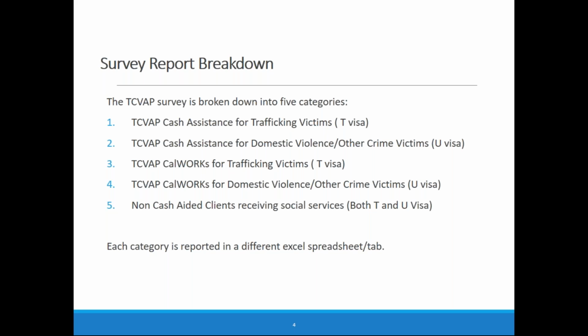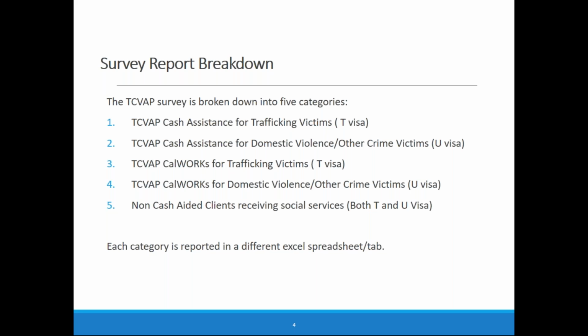Now, looking at the Excel spreadsheets of the TCVAP survey caseload report, there are 6 tabs in the workbook. The first tab is where the demographic info of the person filling out the report is entered. The next page and the rest of the report is broken down into 5 categories. Each category is reported on separate spreadsheets.